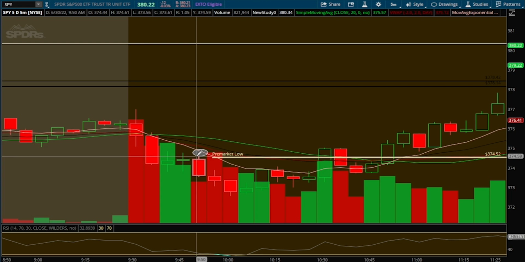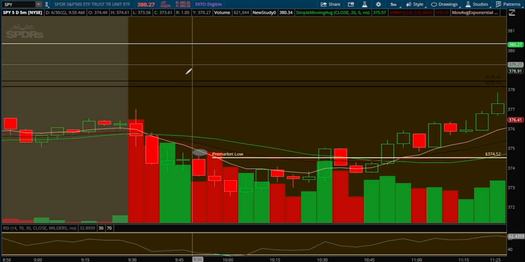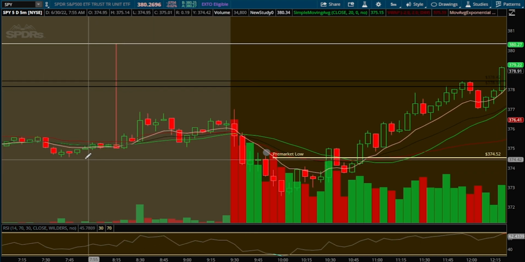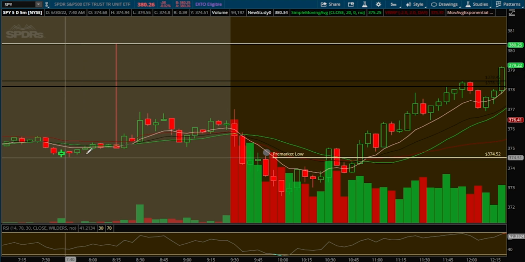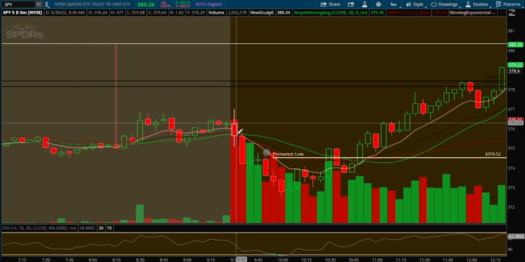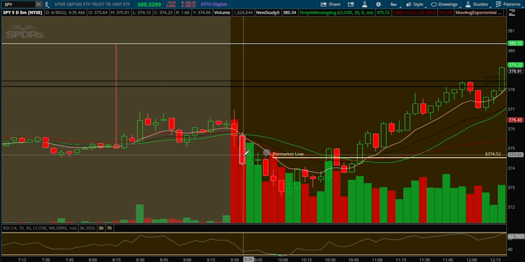But anyways, this is a retest. This can be to the upside or downside, but in this particular example, this was to the downside. Now let me zoom out here. We're looking at the 5-minute chart. You can see here, this is pre-market low. Back here is pre-market. This is the opening 5-minute candle. We broke down below pre-market low here on this candle, the second 5-minute candle.